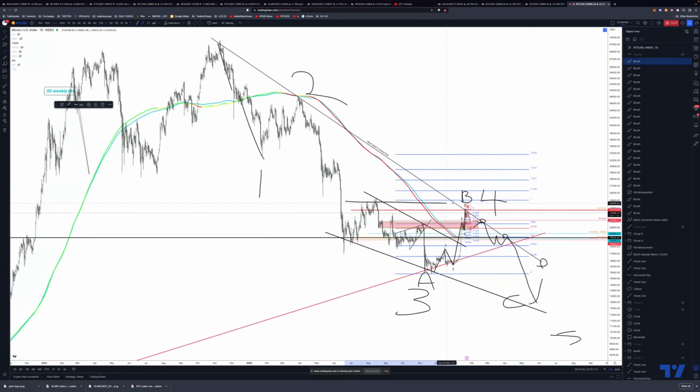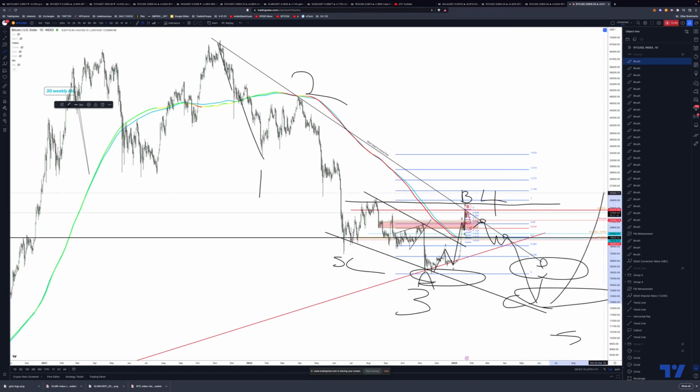This looks like a Wyckoff accumulation: selling climax, double test, secondary test down here. We might get a spring down here and then break up. So this could be a macro accumulation. It is a very complicated area.